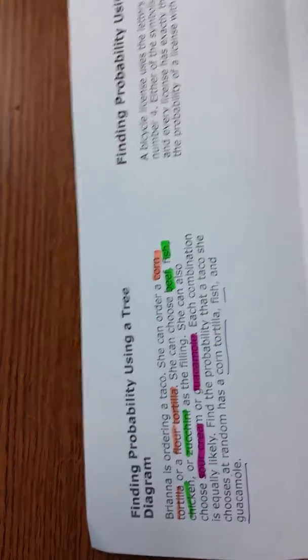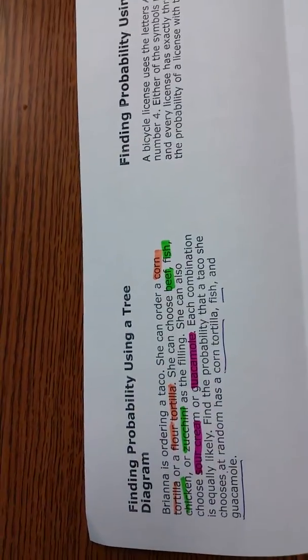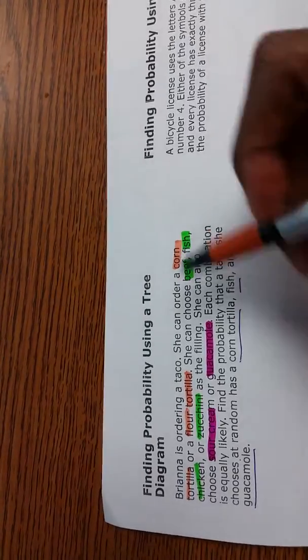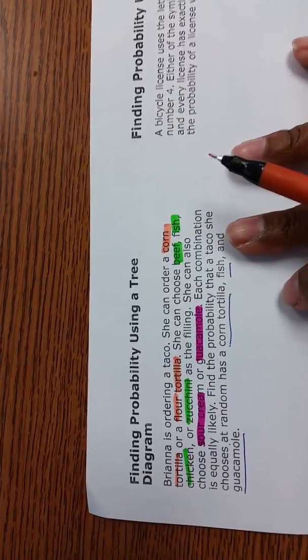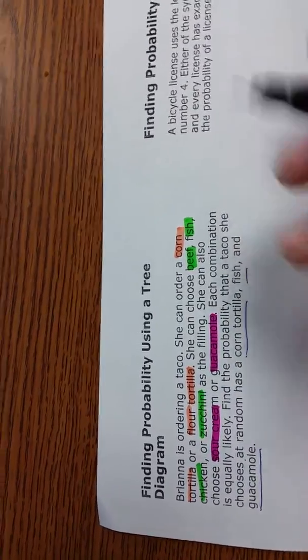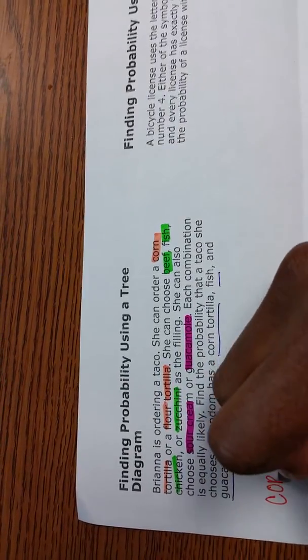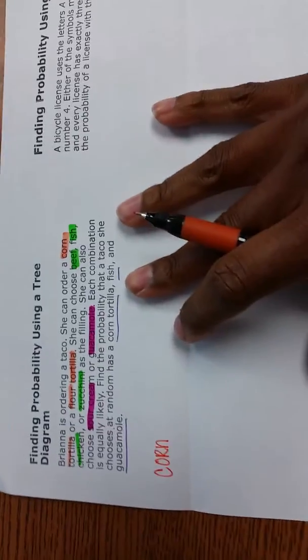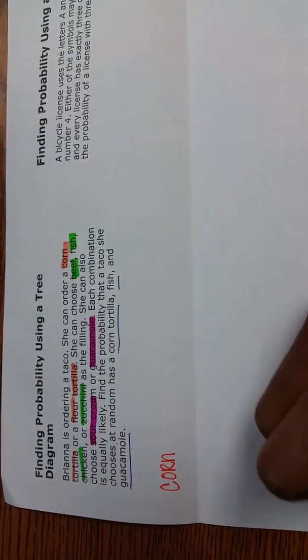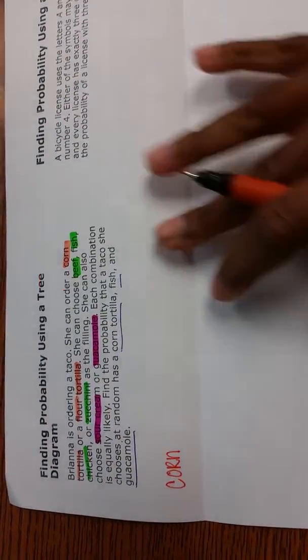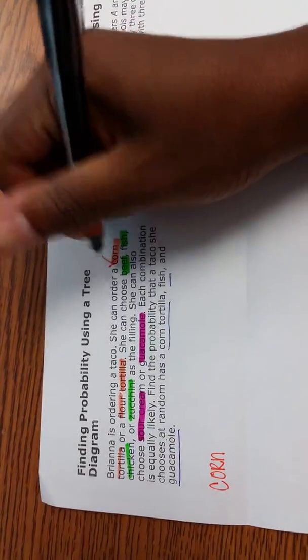the topping is guacamole. Okay, so our first step is to take our first two possibilities here. We have a corn tortilla and we have a flour tortilla. Okay, so I'm going to start my tree there. I'm going to have corn and I'm going to have flour. Okay, I'm going to check those two off because I'm done with those.